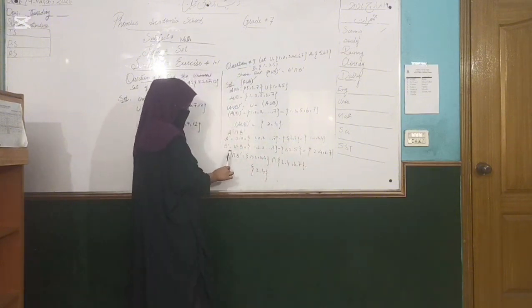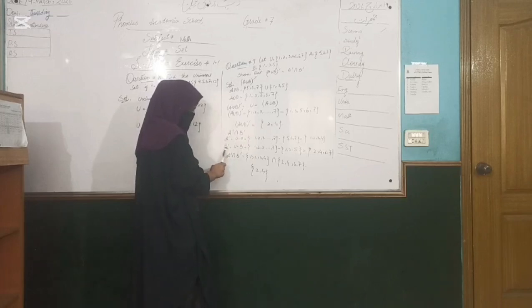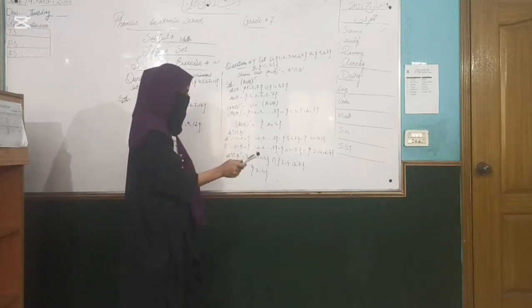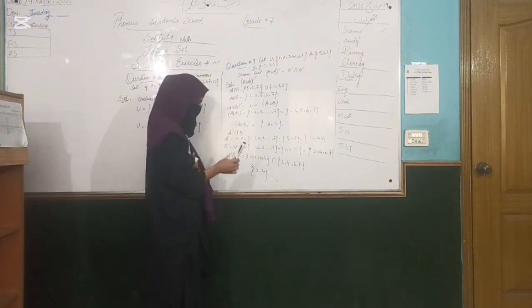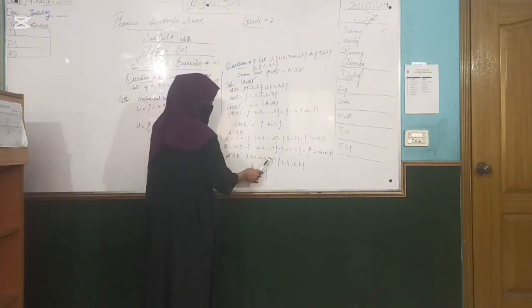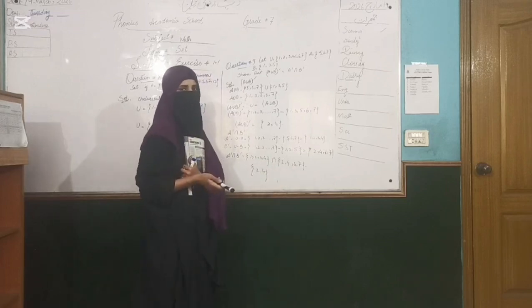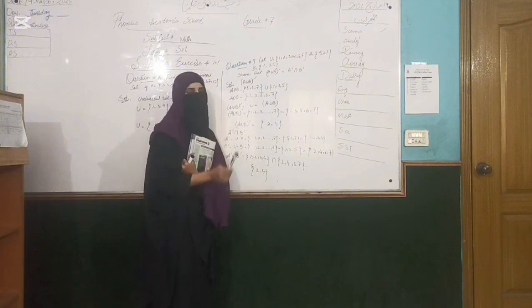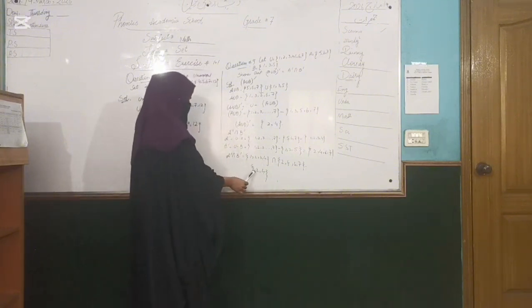So this is the A universal intersection B universal. You only have to find A universal and B universal. They also say A universal intersection B universal. When you take the intersection, it is {1, 2, 3, 4} intersection {2, 4, 6, 7}. The intersection means the common elements on both sides. The common elements are 2, 4. So A universal intersection B universal is equal to {2, 4}.